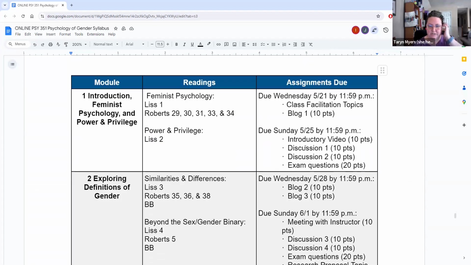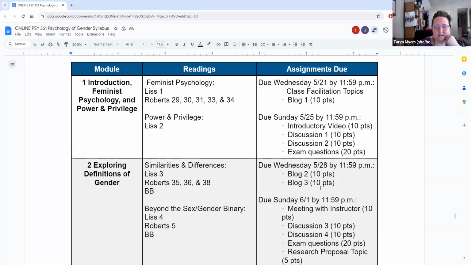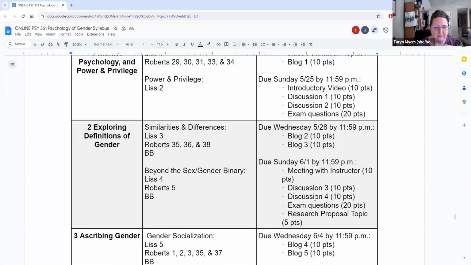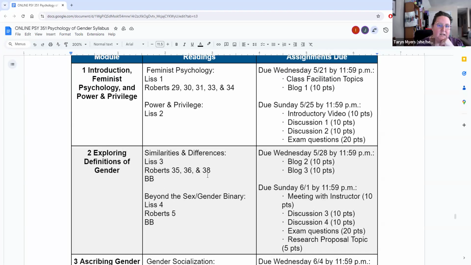Alrighty, so here is your course schedule. As you can see, you always have things due Wednesday and Sunday. And I try to put the bigger assignments due on Sunday just because that gives you a little more time. But typically your blogs will be due Wednesday, and then your responses to blogs are due Sunday, and bigger things like responses to discussions.